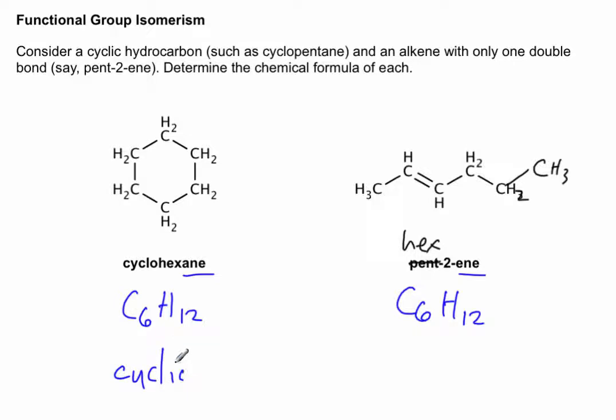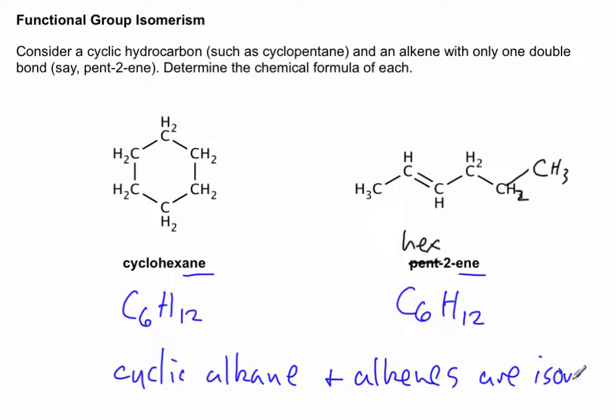Cyclic alkanes and same chain length alkenes will be isomers. That's one people often overlook when looking for isomers. Okay.